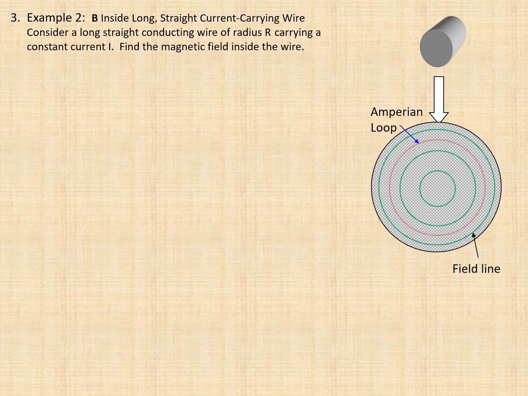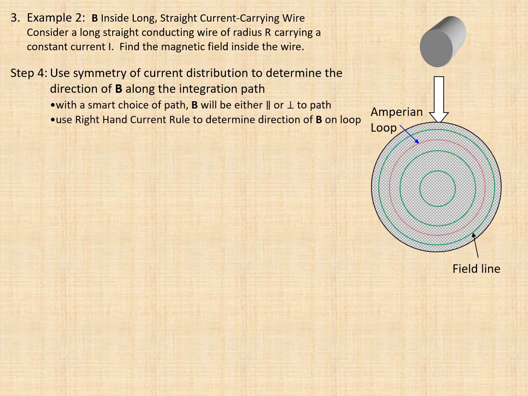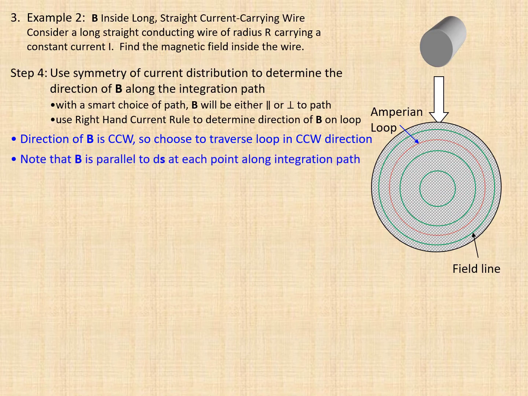Now that we've drawn our circular Amperian loop inside of the wire, we're in a position to use the symmetry of the current distribution to determine the direction of the magnetic field along that integration path. Just as in the last example, we see that for current coming out of the plane of the page, using the right-hand current rule, the magnetic field lines point in a counterclockwise direction. Thus, when we evaluate the line integral, it would make sense to traverse the loop in a counterclockwise direction.